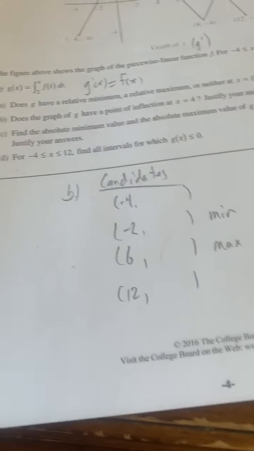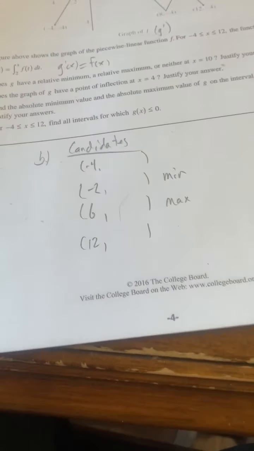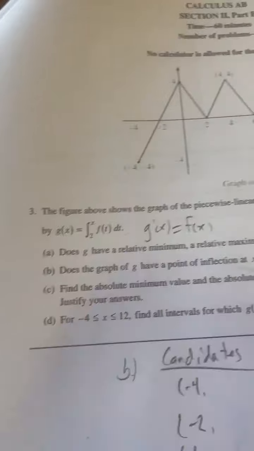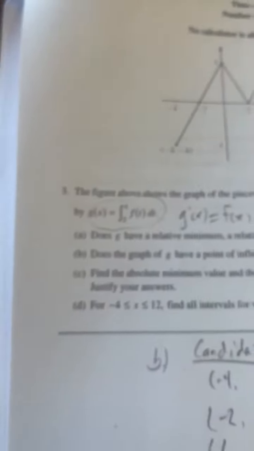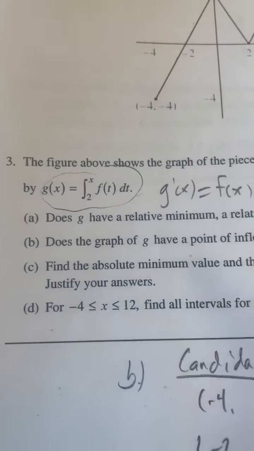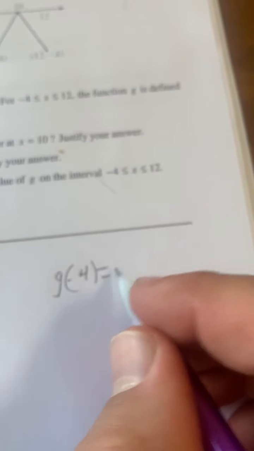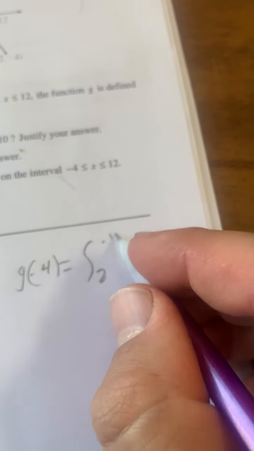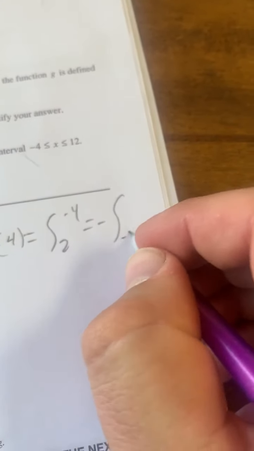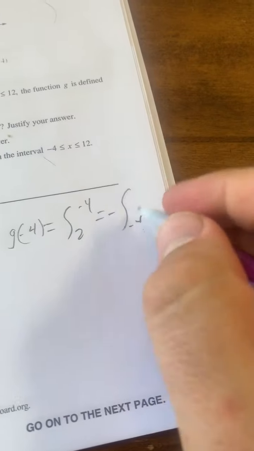So if we're going to find values, we have to use this here. We're starting at 2. If we want to find g of negative 4, we'll do the integral from 2 to negative 4, which I don't like, so I'm going to do negative the integral from negative 4 to 2. So flip it around, change its sign.